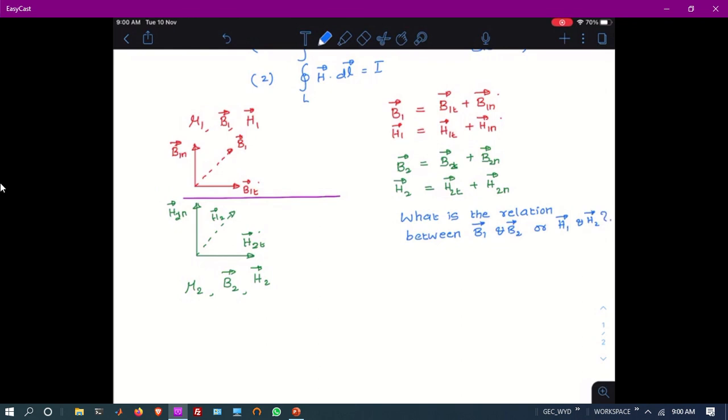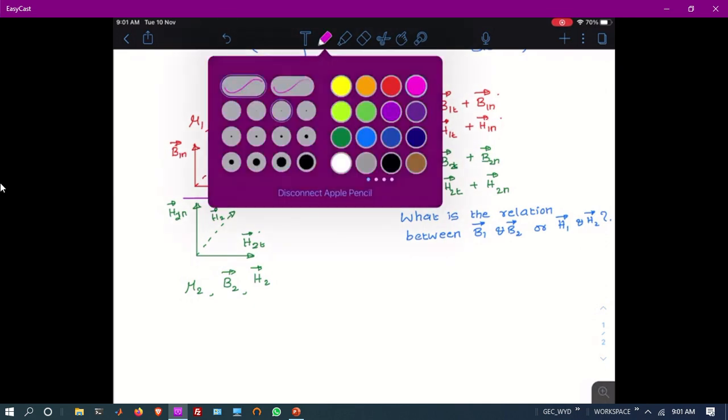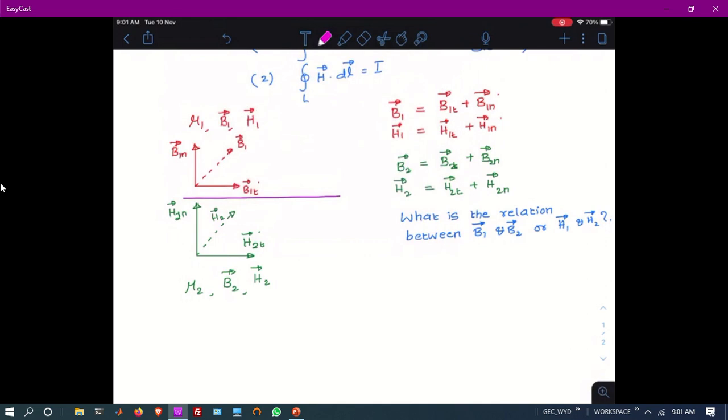So that is basically our boundary conditions. Since B1 and B2 or H1 and H2 can also be represented in terms of tangential and normal components, it is also basically the relation between its tangential and normal components. Okay, fine. So first, as in electrostatics, we are going to draw a surface.